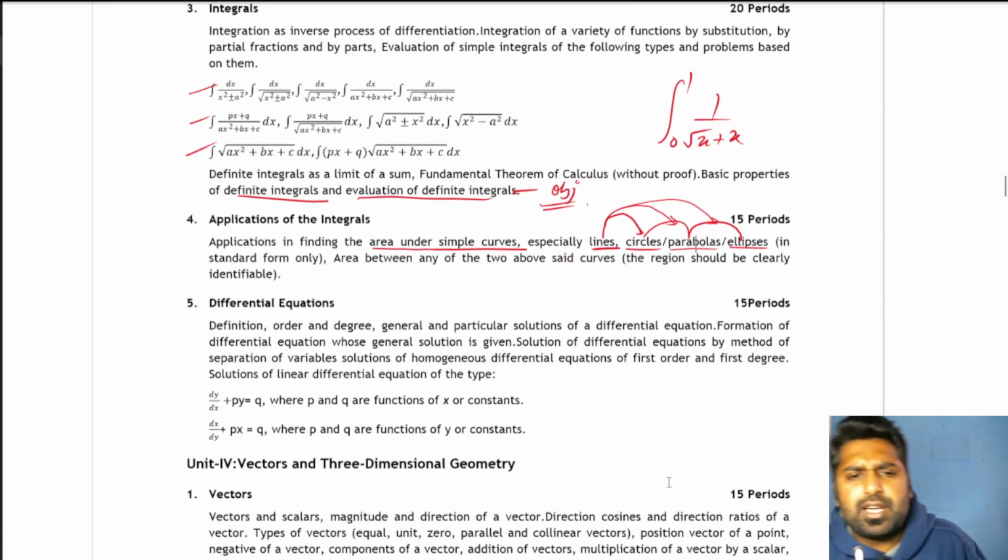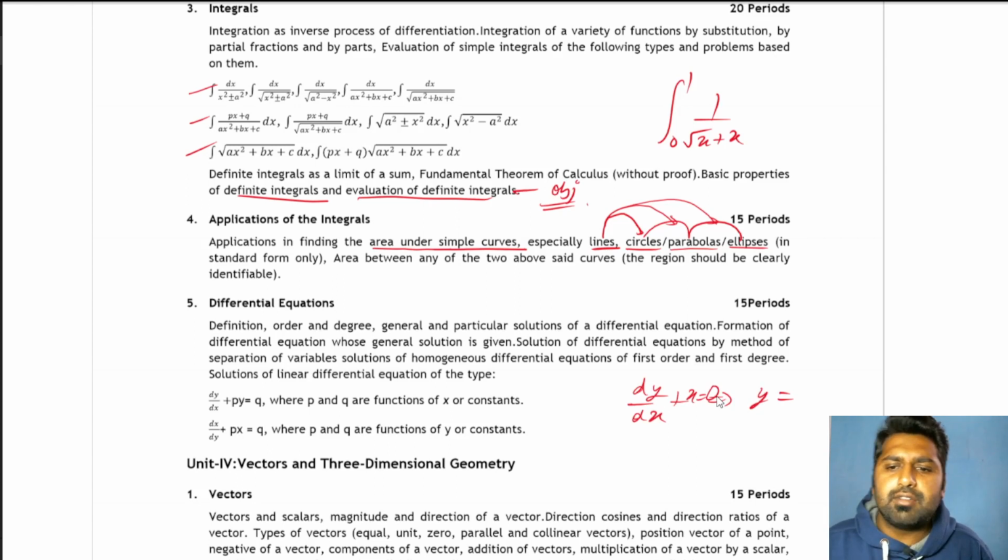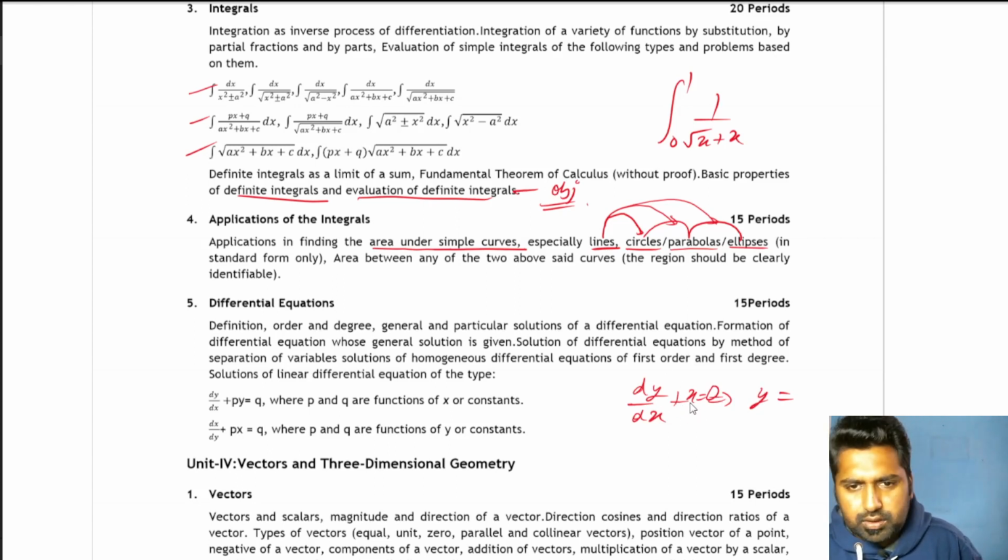Then comes differential equation. Now one different type of equation is differential equation. This time you will have an equation in which there will be a dy by dx, and somehow you have to generate what was the original function that follows that equation. Let's suppose I say dy by dx plus x equal to 0. So what is a function of y which satisfies this condition? We have to think. Okay, so there is a particular way to solve this.